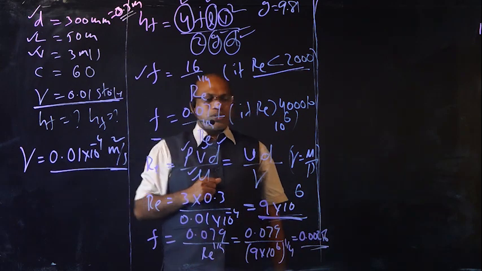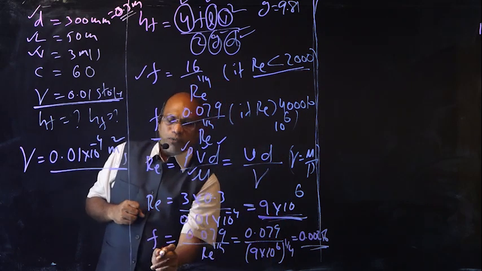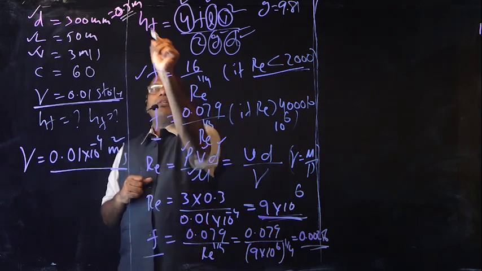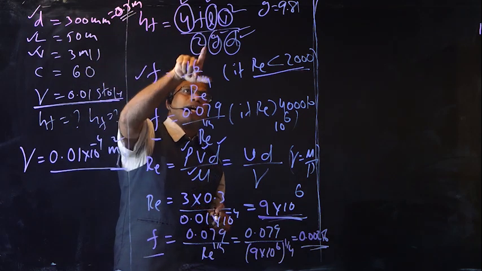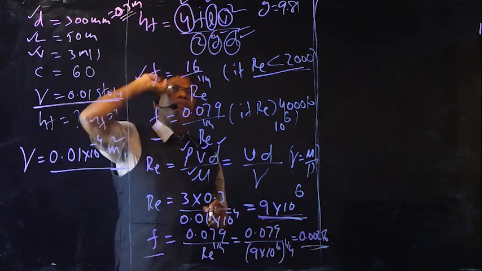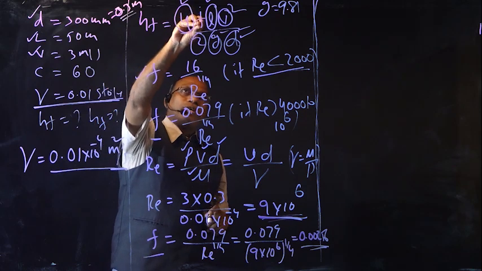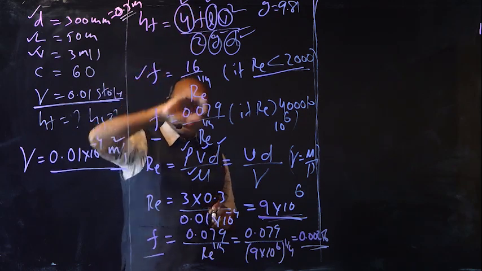0.00256. This is the friction factor. Now we have the friction factor value. So for the determination of head loss due to friction, the standard formula is 4FLV square by 2GD. Here F is the coefficient of friction. This coefficient of friction is determined here.